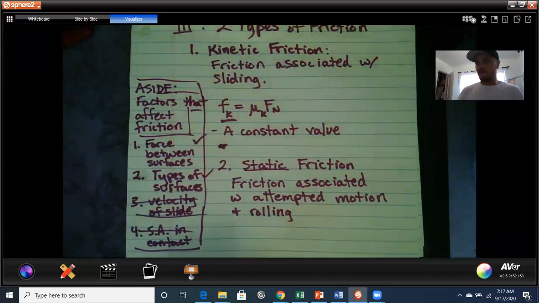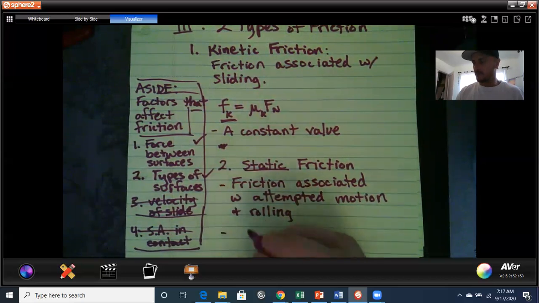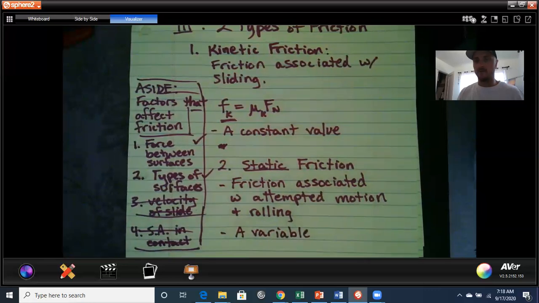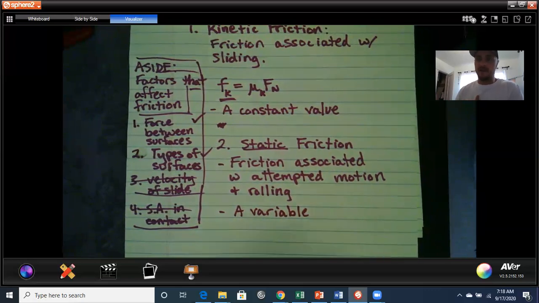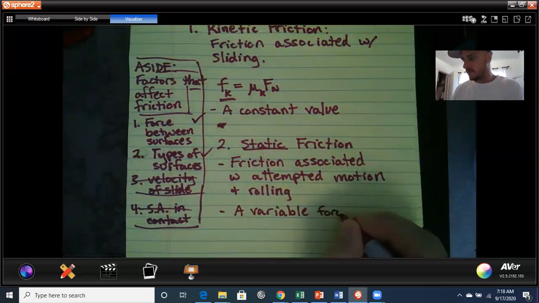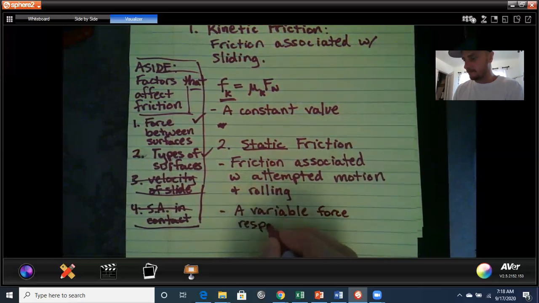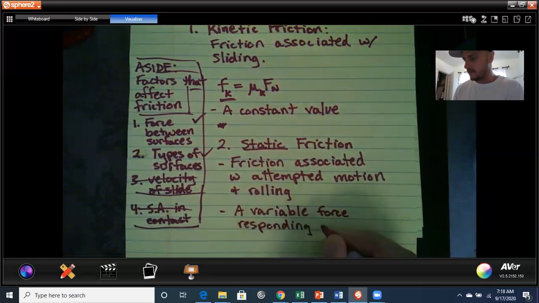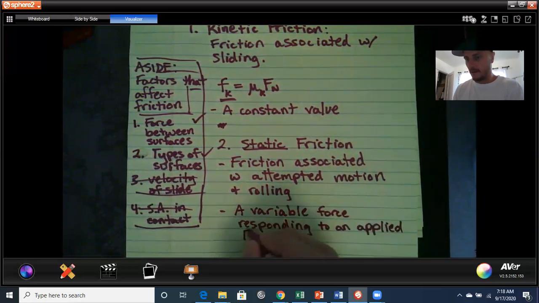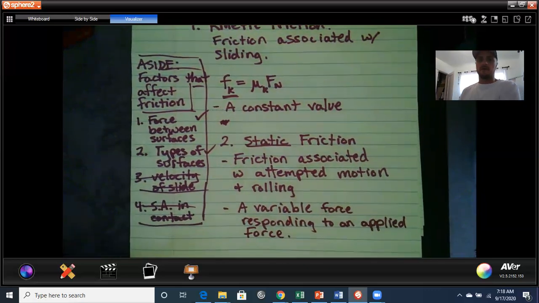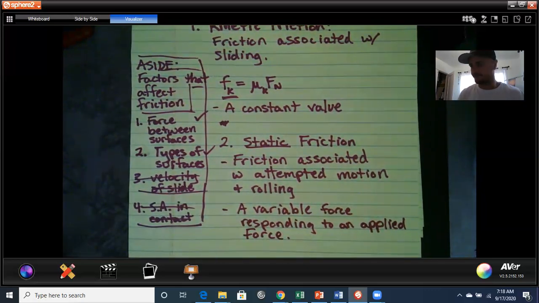So what are we going to write about that? We should also say, based on my description just now, it's a variable force, right? And what I mean by variable is it can vary. It started off just matching what I was pushing with, but as I increased my push, it matched. I've increased, it increased. So it's a variable force responding to an applied force, right? Okay, good. Variable force responding to an applied force.